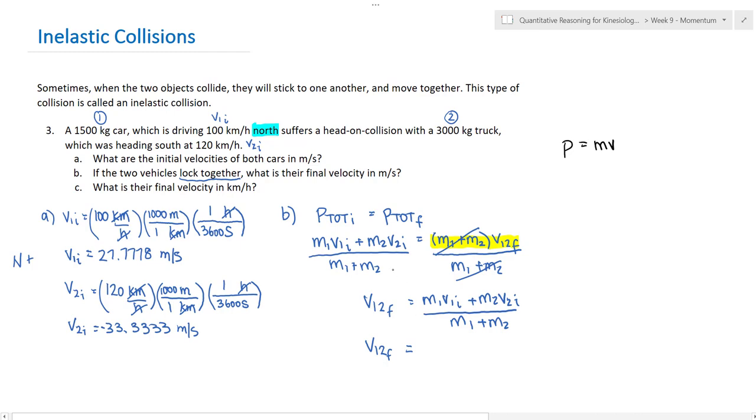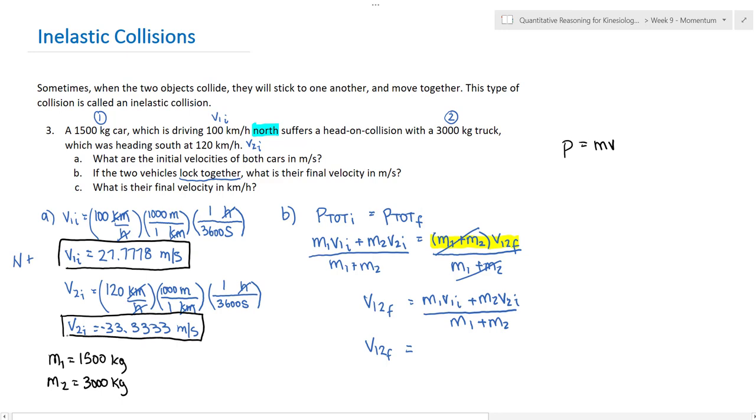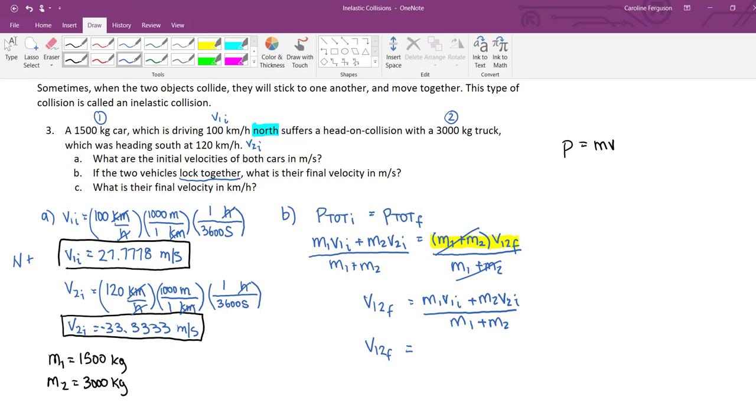Okay, so I have m1. Let's write out what m1 is equal to. M1 is the mass of the car, which is 1,500 kilograms, and M2 is the mass of the truck, which is 3,000 kilograms. And we know V1 initial over here, and we know V2 initial over here. So these are the values we're going to substitute into the equation.